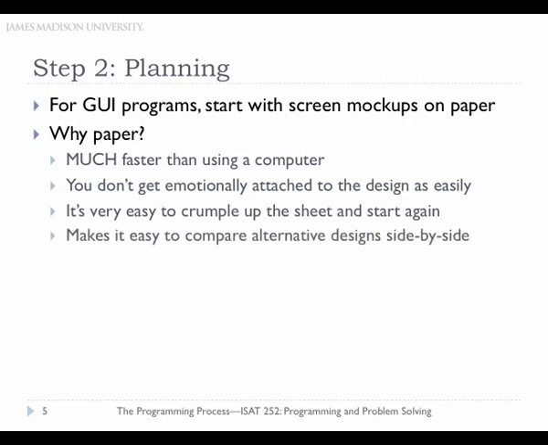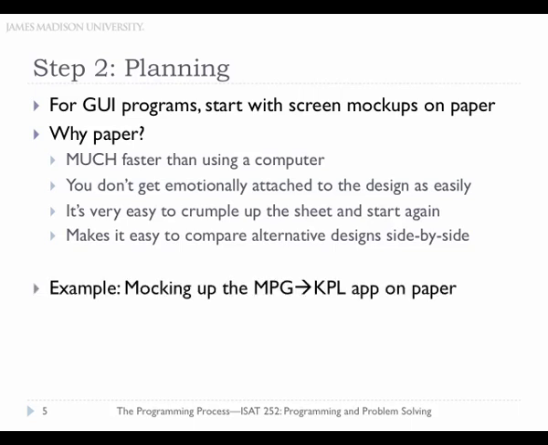And also, with paper, it makes it easier to compare alternative designs side by side. So you can actually draw out 2 or 3 different options for the design, put them side by side, look at them yourself, show them to a friend, and get them to comment on which one is the easiest one to use. So I'm going to show you an example of mocking up our miles per gallon to kilometers per liter application on paper.